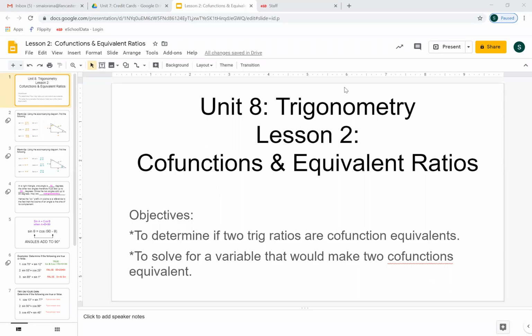So this video is for lesson 2 of our trigonometry unit. Today we're going to focus on cofunctions and equivalent ratios. So there's two main goals we need to get out of this. Number one is to determine if two trig ratios are in fact cofunction equivalents, and then also to solve for a missing variable that's going to make two trig functions cofunction equivalents. Okay?